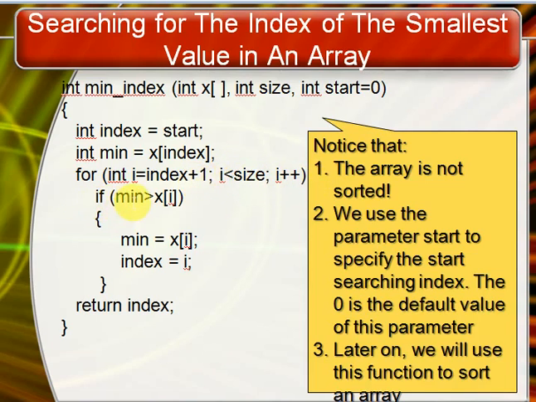If you find any other minimum number, that is if min is greater than x[i], then update min, that is min = x[i], as well as update the index of the minimum value of the array. The loop will iterate, and at the end of the loop the minimum number will be stored in min and the index of that number will be stored in the index variable. At the end of this function, after executing this loop, return the index of the minimum value.